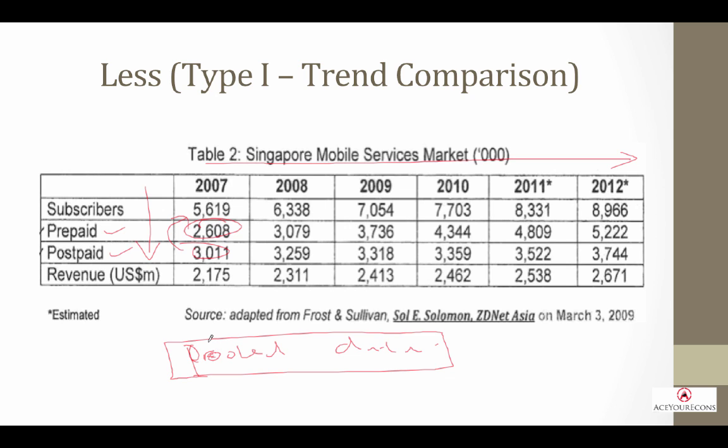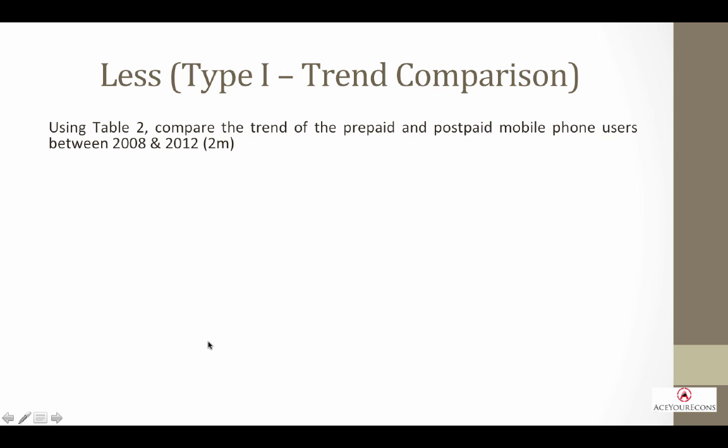So read through this extract, and now I want you all to spend the next 3 minutes to answer this question using table 2. Compare the trend of the prepaid and postpaid mobile phone users between 08 and 12. Try to use the techniques that I've mentioned earlier. Pause the video, and when we are ready, we'll resume the video. Okay, let's go.